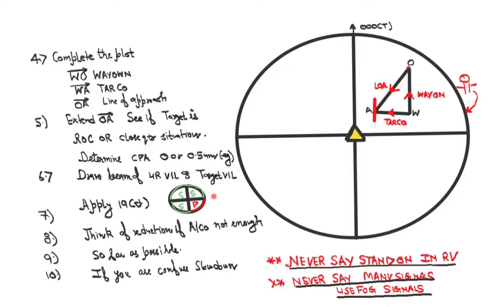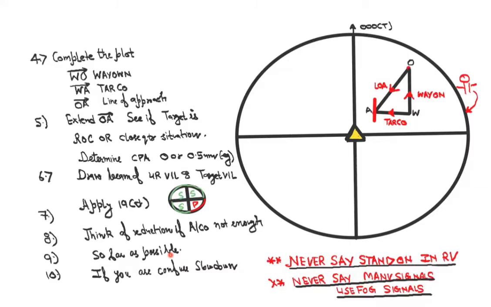The eighth step is to think of reduction if alteration is not enough. If you are not able to comply with the diagram, then you think about reduction of the speed. And if you're not able to solve it through reduction also, then you come to the ninth step, which says "so far as possible". You have run out of options now, so your best bet is that you deviate. You're not deviating from the rule, you're taking leverage of the term called "so far as possible".